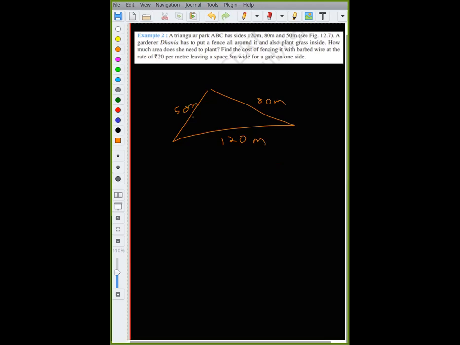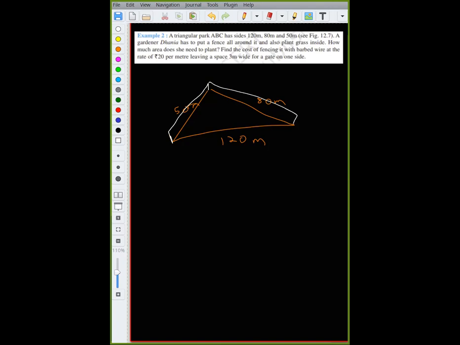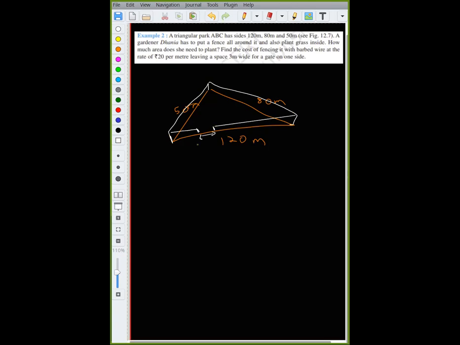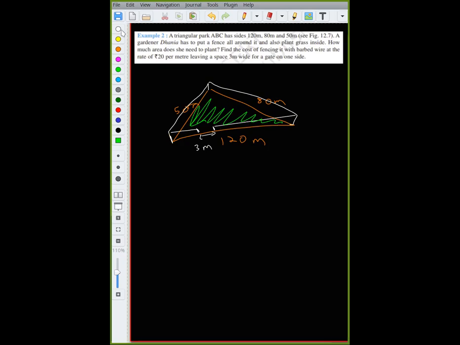Now a gardener has to put a fence around the plot and plant grass inside. How much area does she need to plant the grass? And also find the cost of fencing it with barbed wire at the rate of 20 meters per, leaving a space of 3 meters for a gate on one side. So they're basically putting a fence around this, and leaving a small space of 3 meters here. So the first thing you need to find out is how much grass is going to be made, and then how much fencing is required. So do it in both steps.